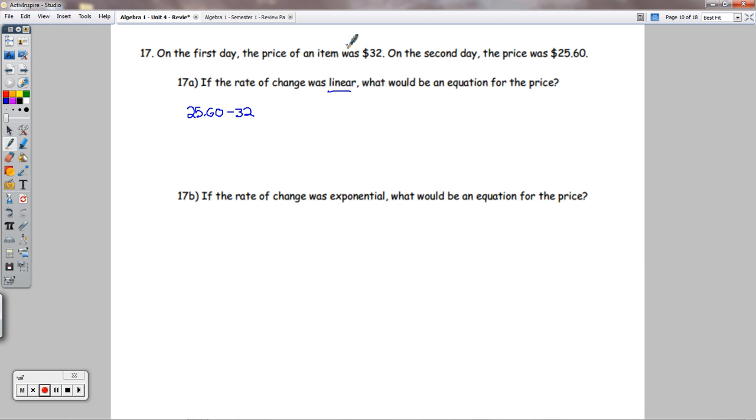If we're saying the price of an item day 1, so this is like 1 going with 32, a 2 going with the 25.60. Subtracting these things, however, gives you negative 6.4, excuse me. So if we do y minus y1, use this as your x1, y1. So y minus 32 would equal the slope, or the common difference here, of negative 6.4. That's going in right there, times the quantity x minus 1, and 32 goes with 1. We're saying that's on day 1.